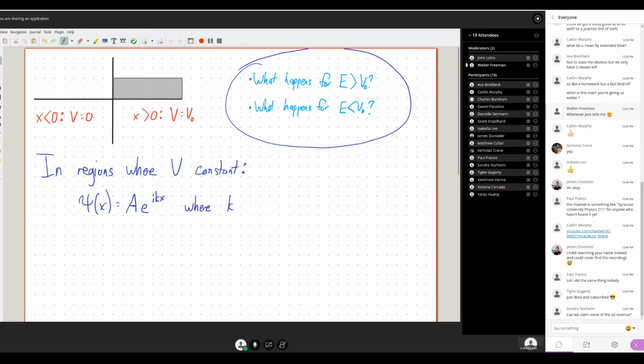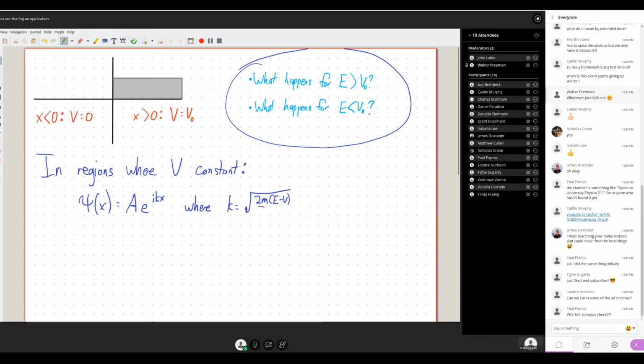times e to the ikx, where k is the square root of 2m times the kinetic energy, which is E minus V, divided by h bar squared. And I apologize for every time I have forgotten that h bar squared.